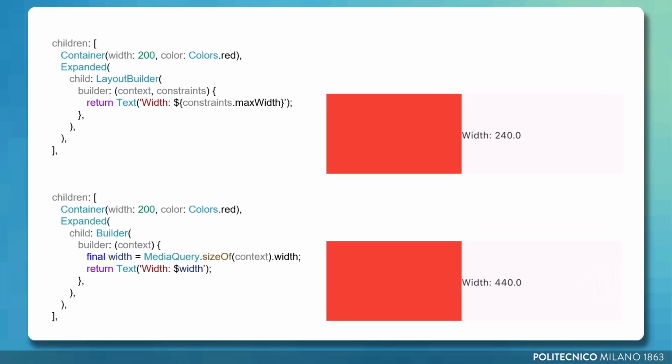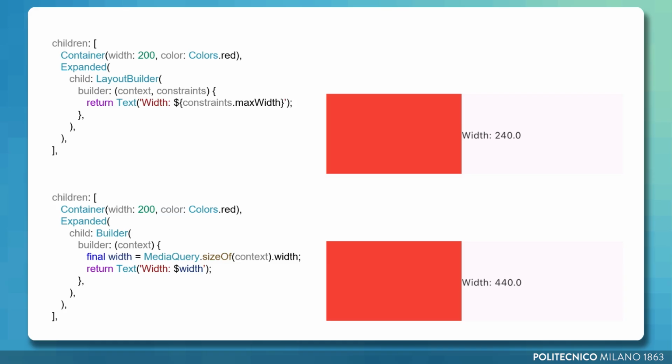A simple example can help clarify the difference. In both cases, we are using a row with two children. The first child is a red container with a fixed width of 200. The second child is wrapped with expanded. In the first case, inside the expanded widget, we use a layout builder to display the available width. It works locally, so the width it provides corresponds to the maximum width available within that specific context. In this example, the value displayed is 240, which represents the remaining space after the fixed container.